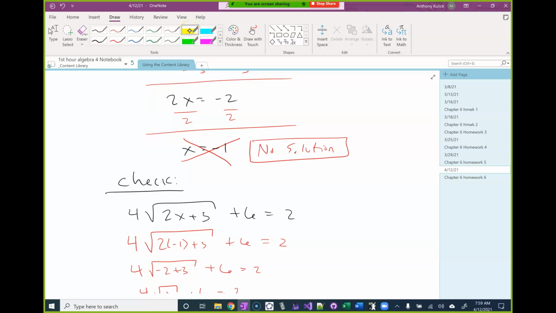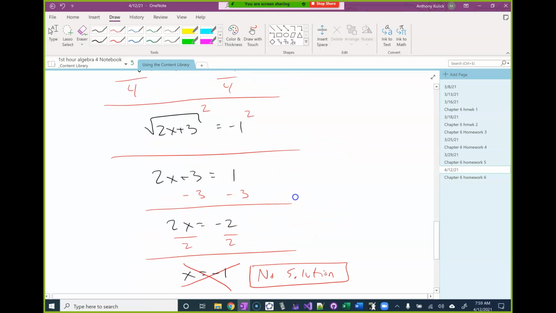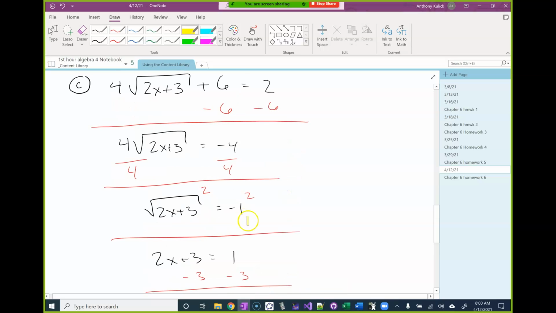I want to point out that you could have detected that this was a no solution problem well in advance of everything that we did. Specifically, by the time we got to this step, can I take the square root of something and get a negative back? No. The square root is always going to be a non-negative number. So as soon as I see that, I know that this is going to be a no solution problem.